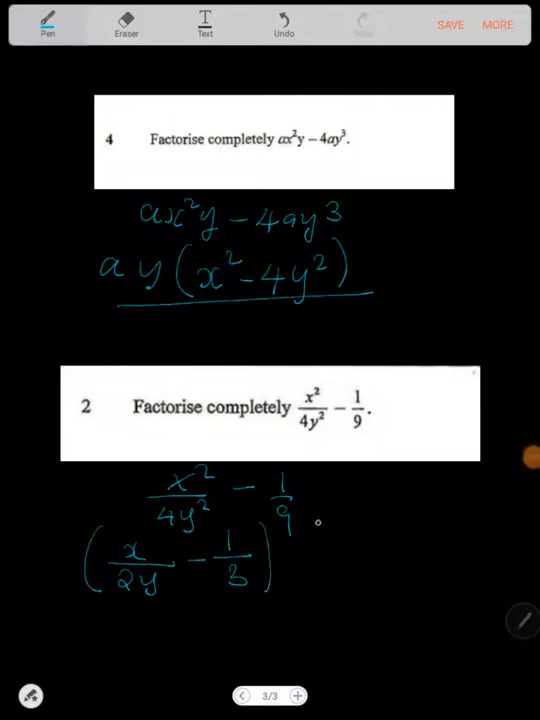So we just have to repeat the same procedure but with a different sign in the middle. x over 2, y plus 1 over 3. You are done. So this is factorization.